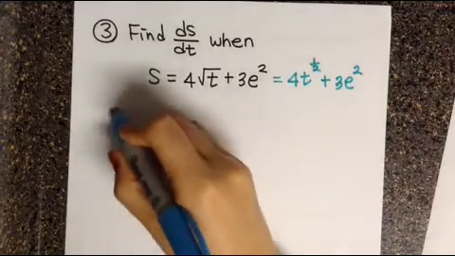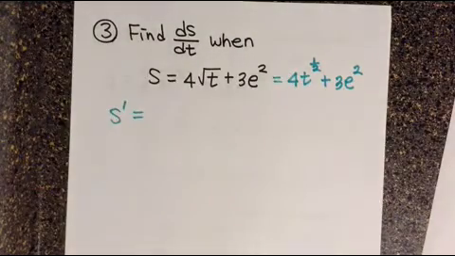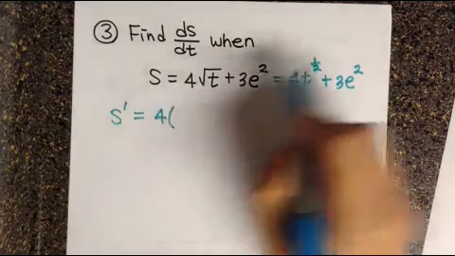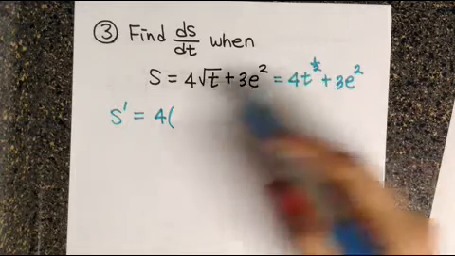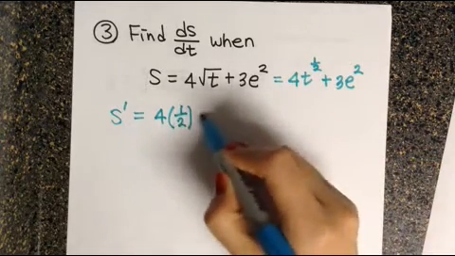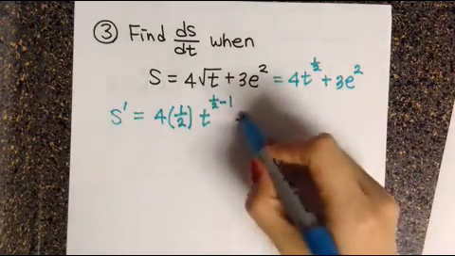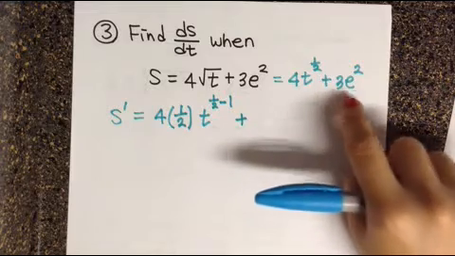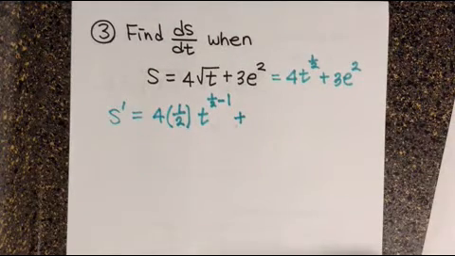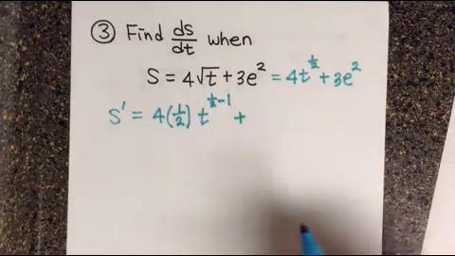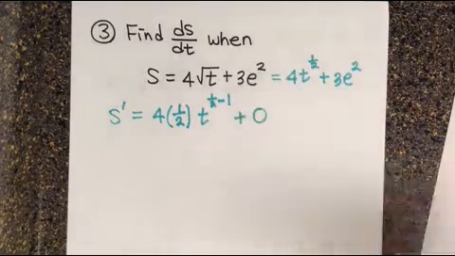Okay, let's take the derivative. S prime equals 4 times the 1/2 down, t to the 1/2 minus 1, plus, what about 3e squared? Does it have a variable t? No, it doesn't. So this is just a constant function in this problem. It becomes 0.